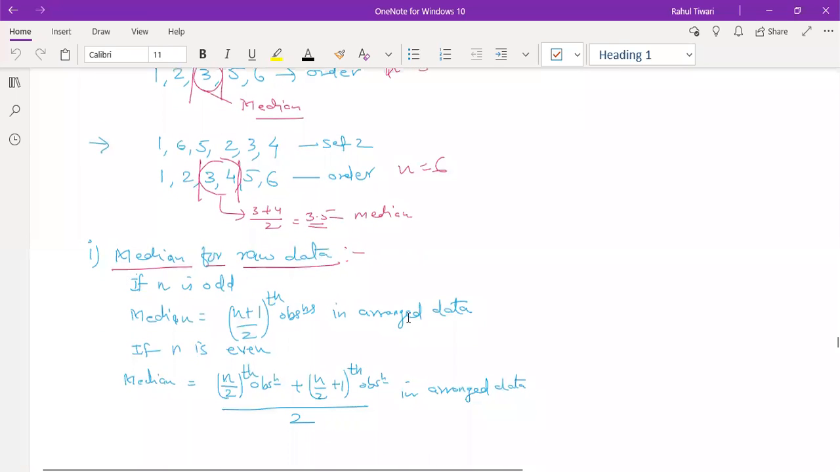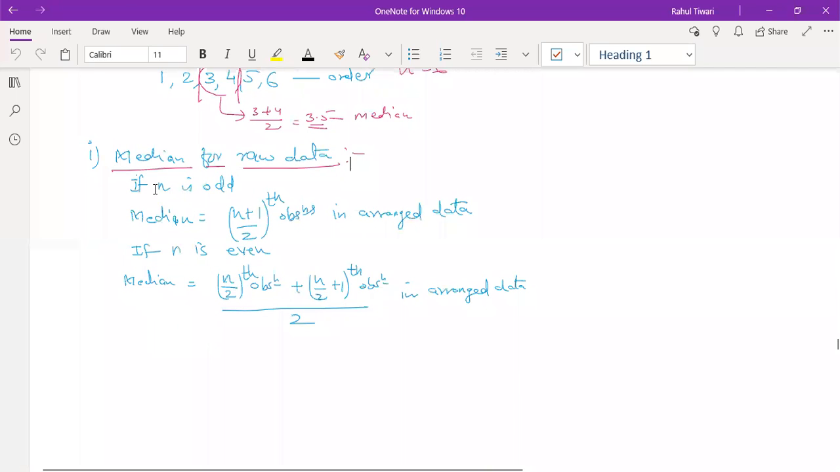In the previous lecture, we have seen how to get the median for the raw data, right? And when n is even, how one can get the median for the data, and when it is odd, how one can get the median for the data. So we can do a few examples based on that.